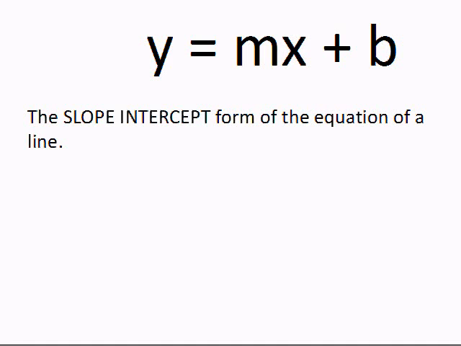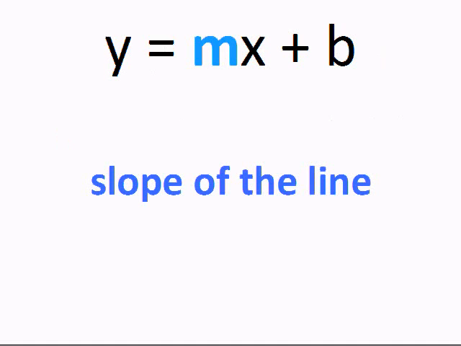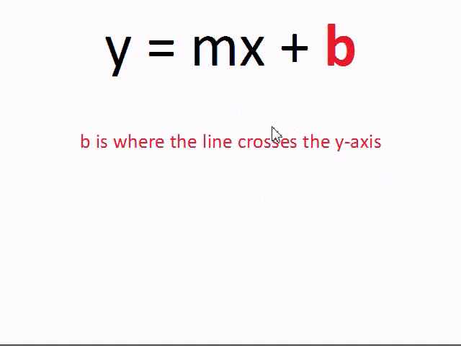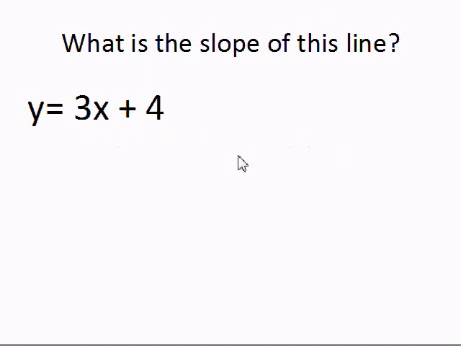So the slope-intercept form is y equals mx plus b. You need to know that. That's a pretty common form of the equation of a line. M, the number in front of the x, or the coefficient of x, is always going to be the slope. B, the number that is aside from x, the constant, what you're adding or subtracting from the x term, is always going to be the y-intercept. It's where the line crosses the y-axis.